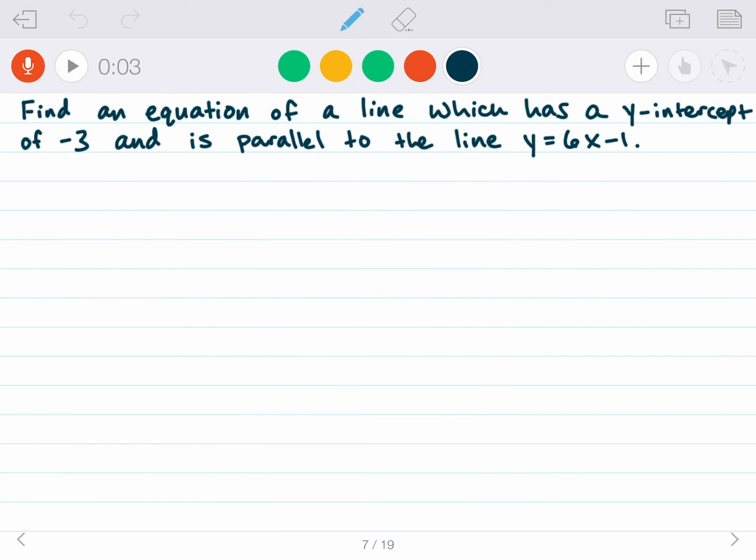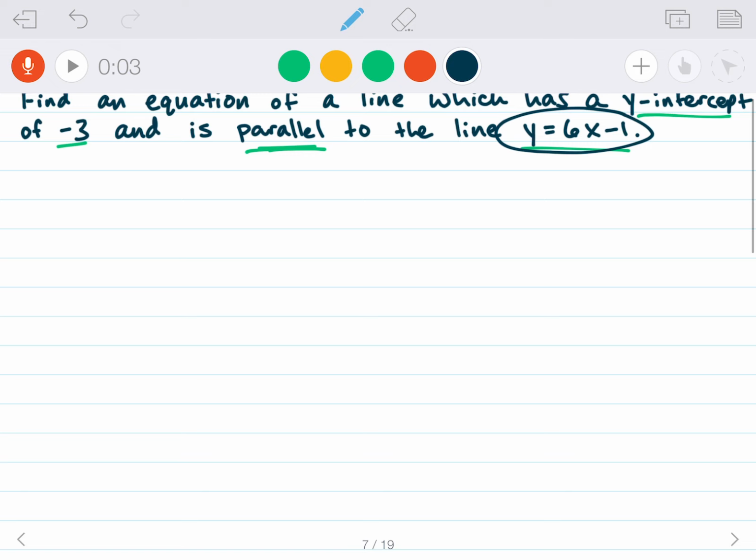So let's do some practice finding equations of parallel lines. This first problem says find an equation of a line which has a y-intercept of negative 3 and is parallel to the line y equals 6x minus 1. So we're trying to figure out the equation of a line that's first of all parallel to this.